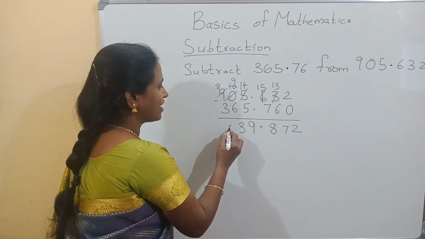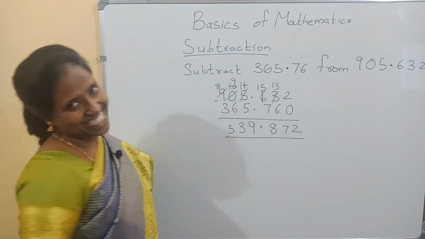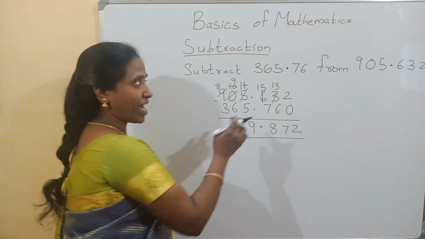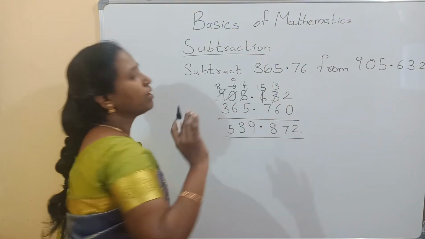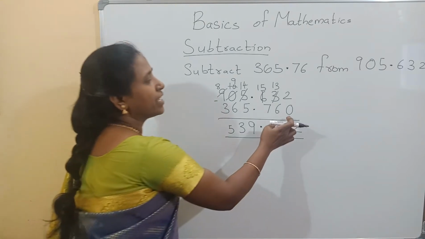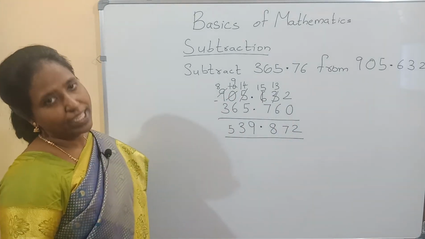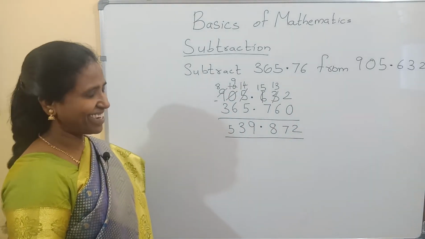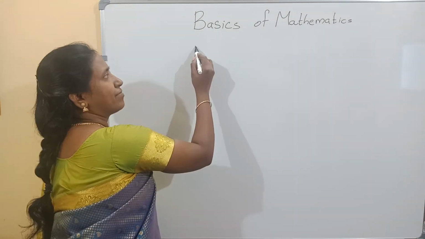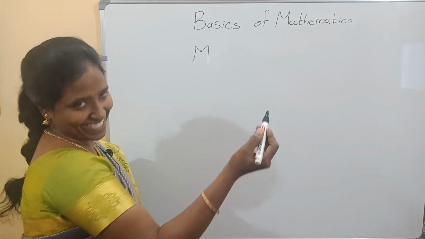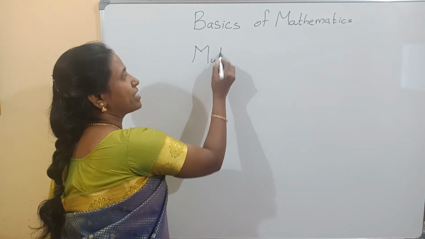8 minus 3, 5. As easy as that, provided you put the point below the point. No confusion in that, and fill the empty gaps with 0. Right? Shall we go on to the next calculation, that is multiplication?